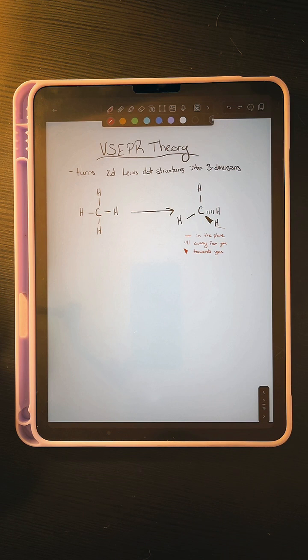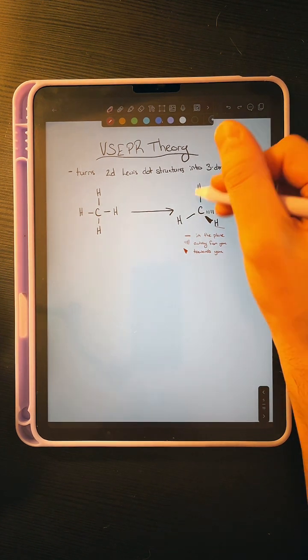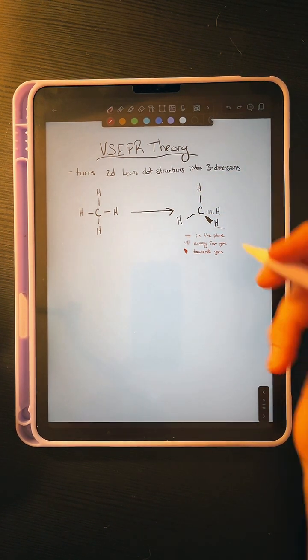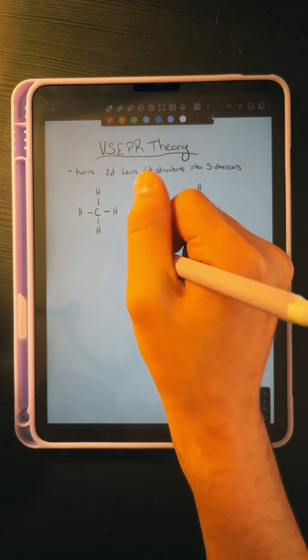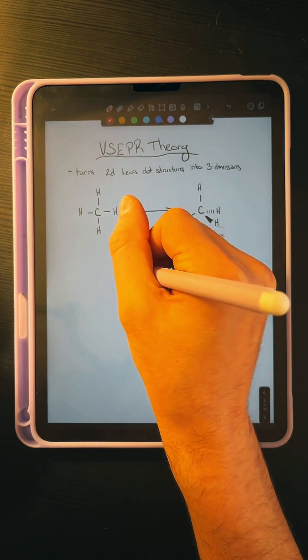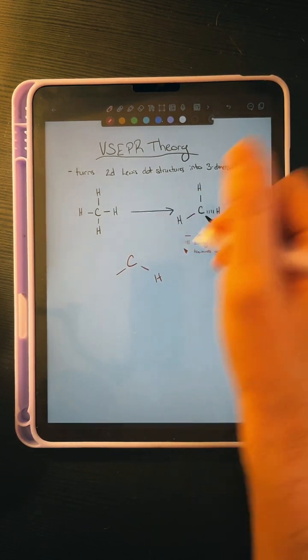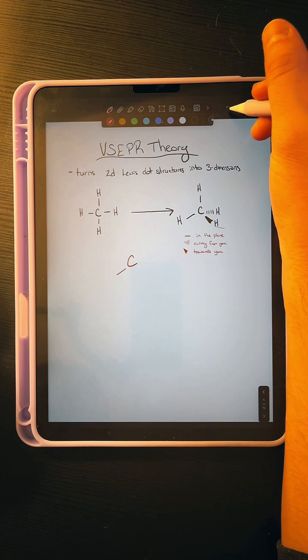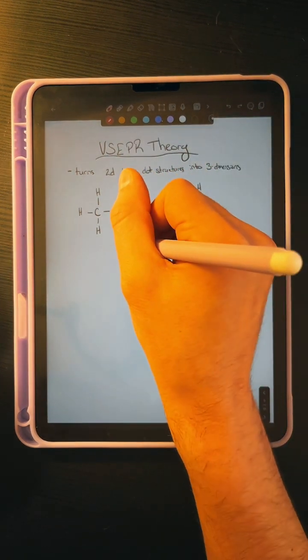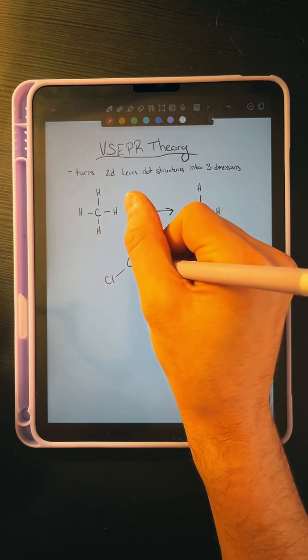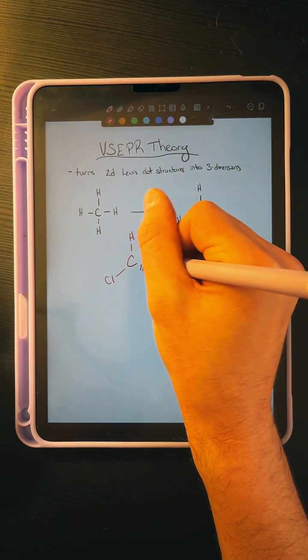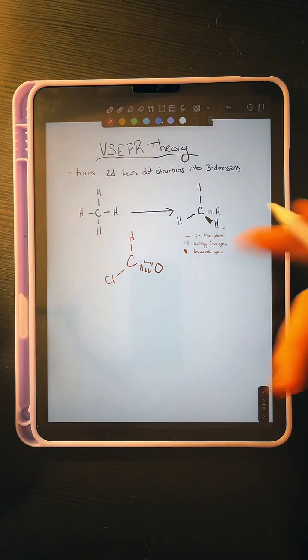Now, the general trend is you're going to want to still put double bonds and triple bonds in the plane of the thing. So if we had, I can't think of one right now, carbon, if we had something like this, that's going to be planar. I don't want that. I'm just going to do this. So let's say we had Cl and then you wanted to do like a double dash like this for oxygen, something like this.